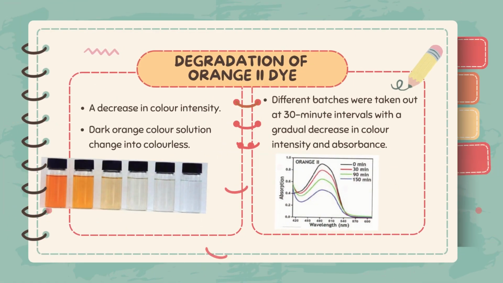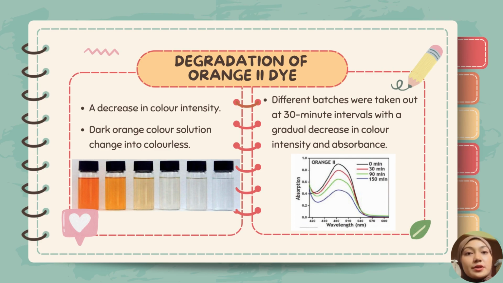The results expected to be obtained are the degradation of Orange 2 dye, which was identified by the color change. The dark orange solution changed into a light orange solution and became colorless at the final stage. The degradation of Orange 2 dye can be observed by analyzing the absorption spectra using UV spectroscopy. A gradual decrease in color intensity and absorbance indicates the degradation of the dye, which is confirmed by UV spectra.